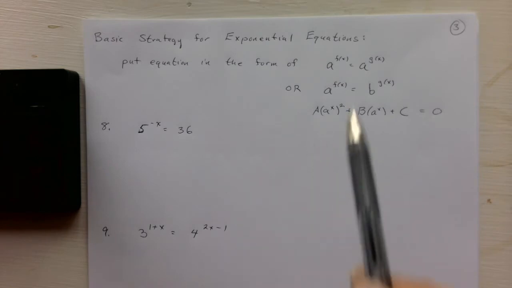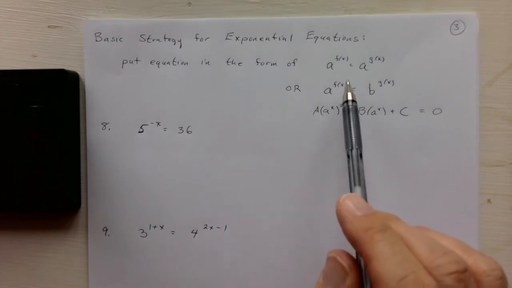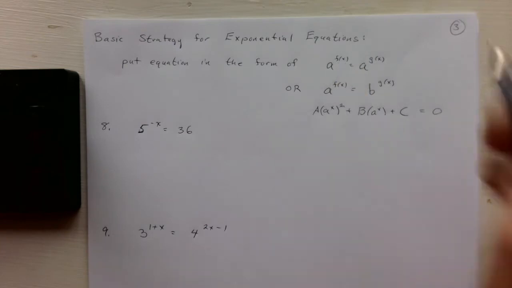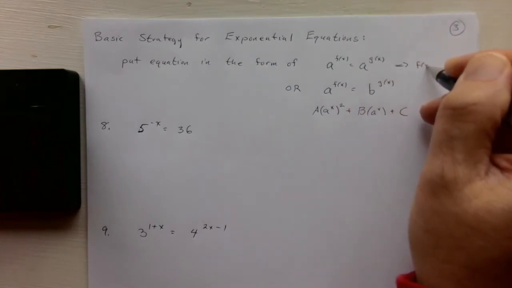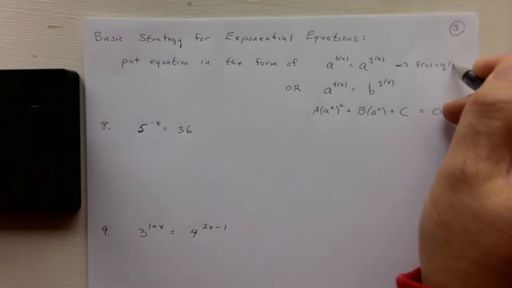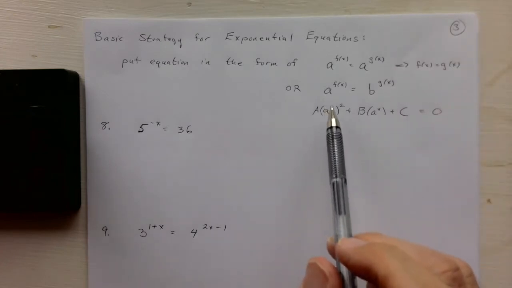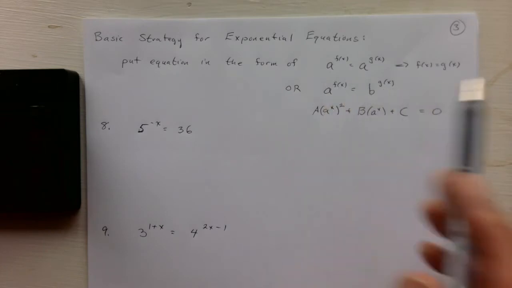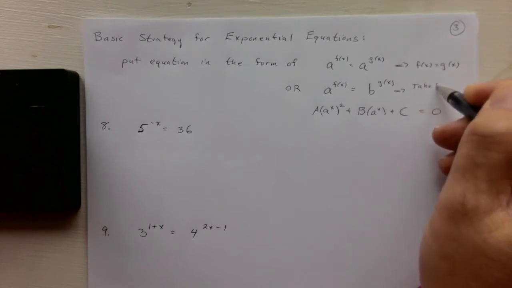Ideally, you would like to rewrite this equation as some number raised to something equals the same number raised to something else, and then you can just drop the a's and you get f of x equals g of x, and then solve for x there. But the next best thing is if you have a raised to something equals b raised to something else, then in this case you take logs of both sides.